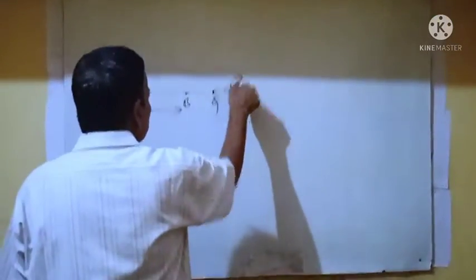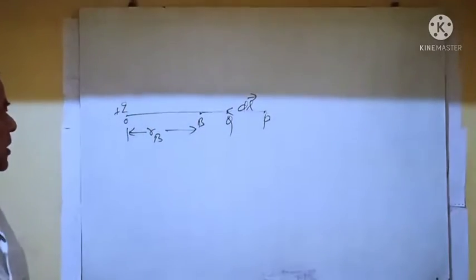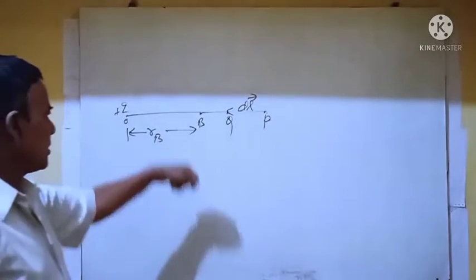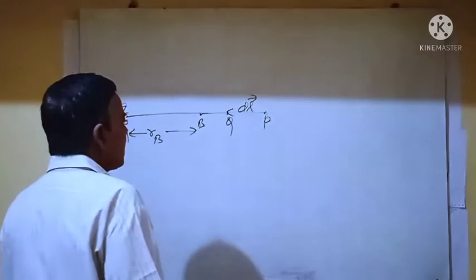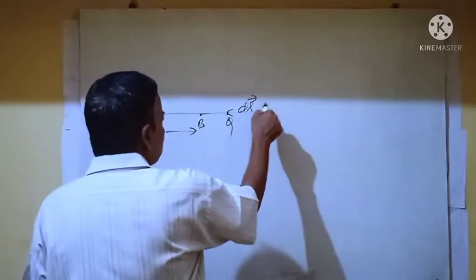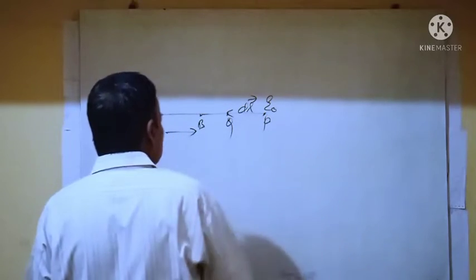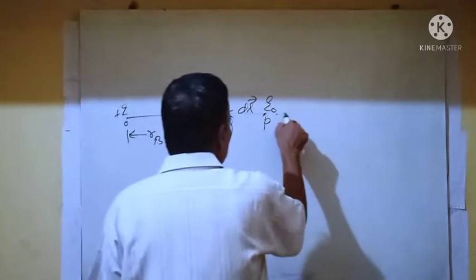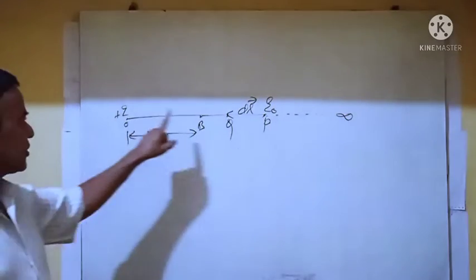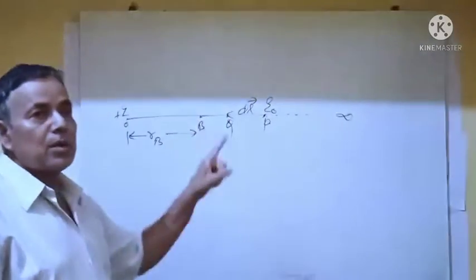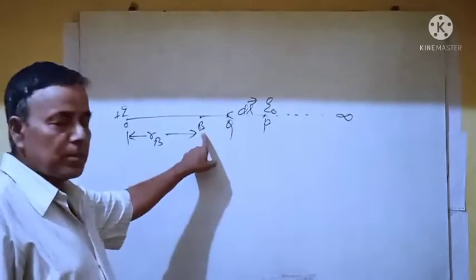This displacement is dl, and the positive test charge is taken from infinity to this point. Suppose that the positive charge is at any point P, and it is taken from infinity. Suppose that this is a positive charge and this is the point B, and we have to carry a unit positive charge from infinity to point B.